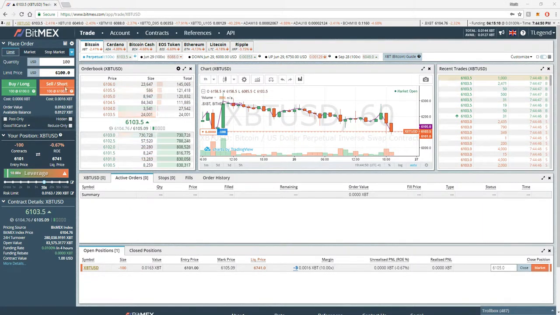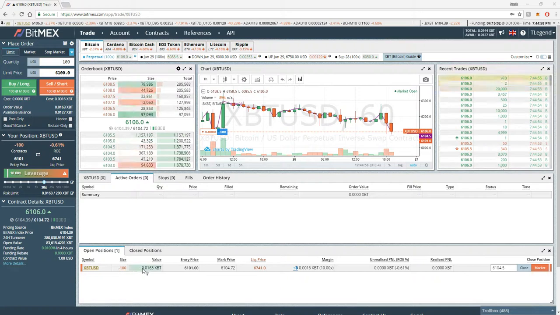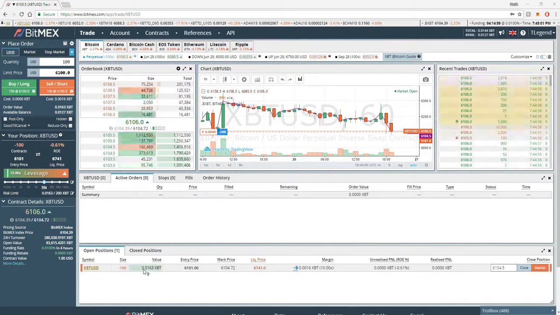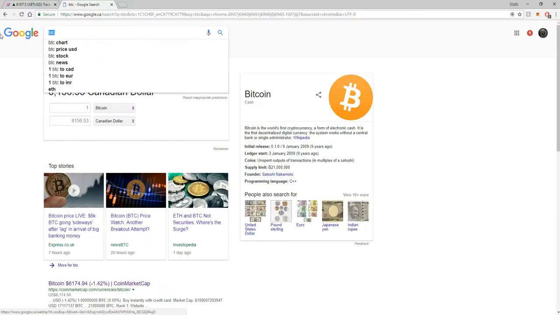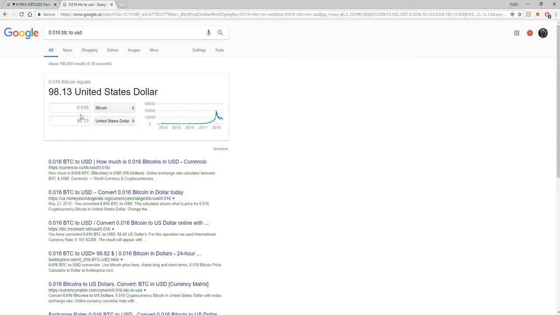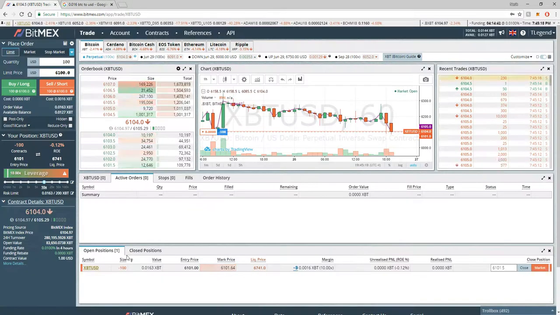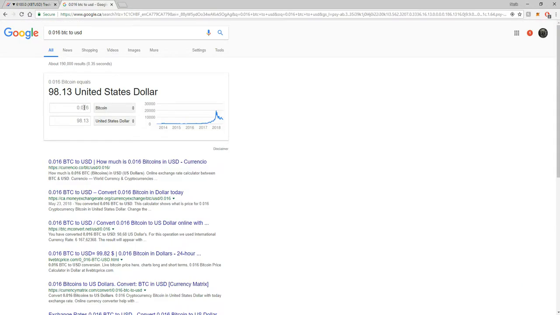Since my order got confirmed at 6,100, it's telling me that I have a contract right here under open positions. It shows me I've got a $100 contract, so 100 contracts. The value is 0.0163 BTC. So let's see, 0.016 BTC to USD comes to close to 100 USD. But if you were to look at my actual amount that I put in, it was 0.0016, so it's only $10.